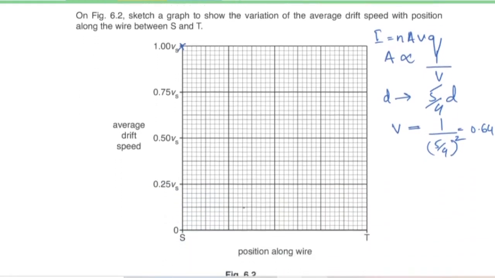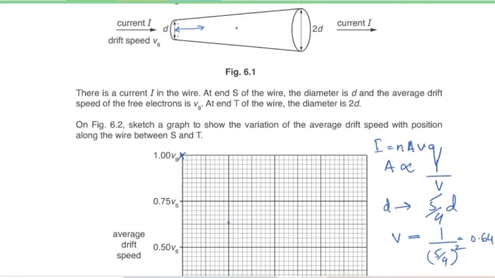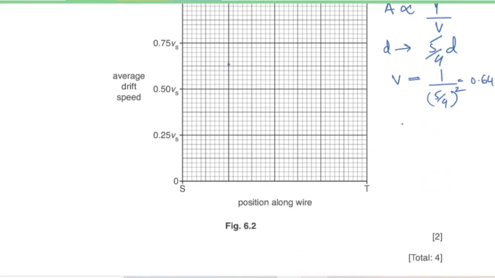So at 1/4 of the distance from S, it's going to be 0.64, which may be lying over here. Now at halfway to T means we have reached this point. Our D must have become 3/2 of D. So our new drift speed is going to be equal to 1 by (3/2) squared, and that's 0.44 Vs. So halfway through ST is going to be 0.44, which must lie somewhere here.